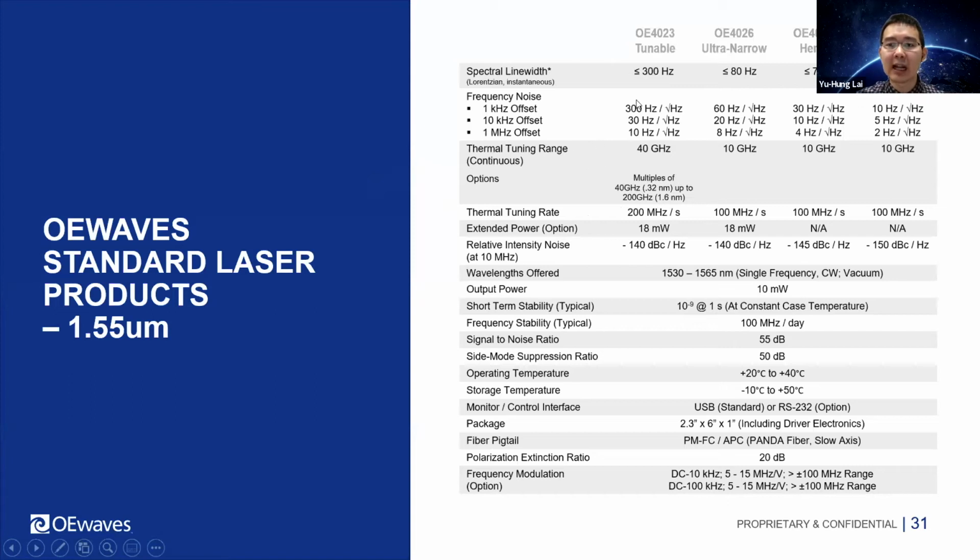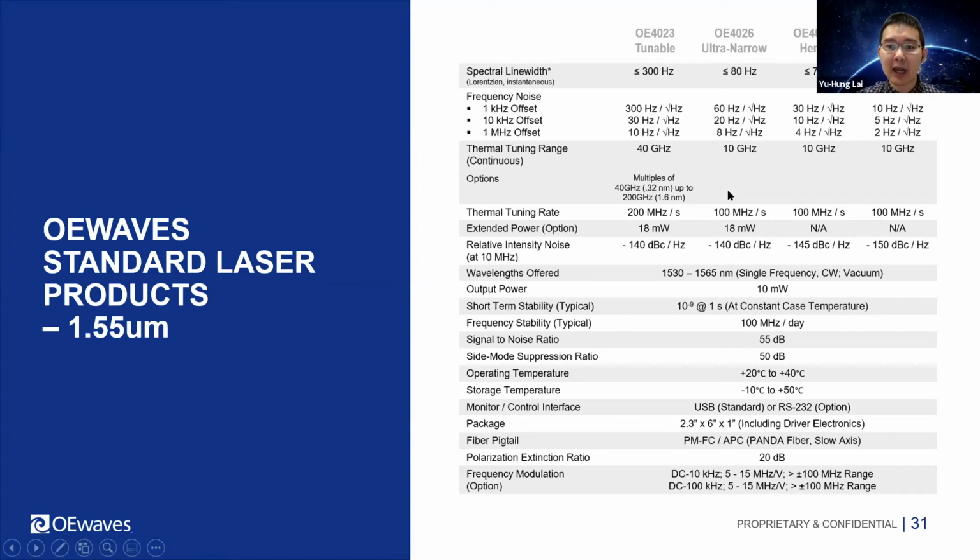And then we can select different kinds of spectral linewidth, for example, less than 80 hertz, less than 7 hertz, or less than 3 hertz. And these days, we have already achieved a sub-hertz linewidth. So we can select that kind of top-end laser linewidth.